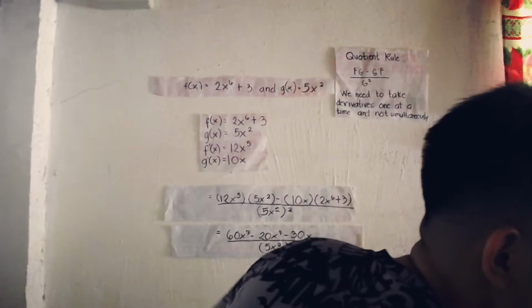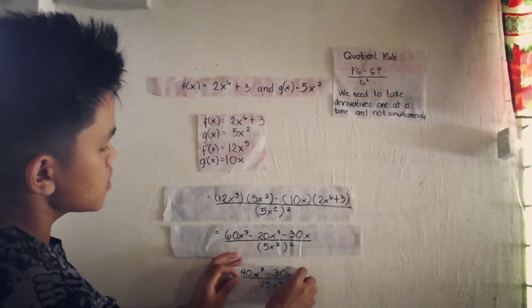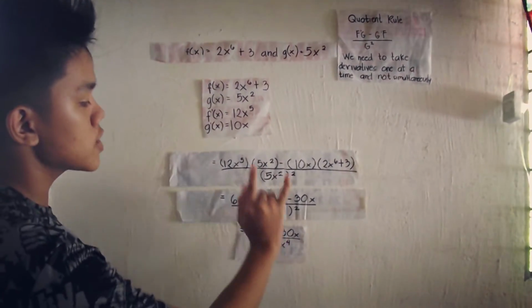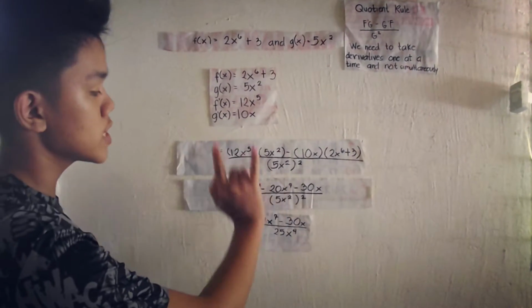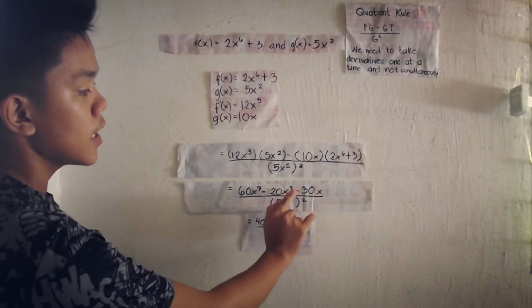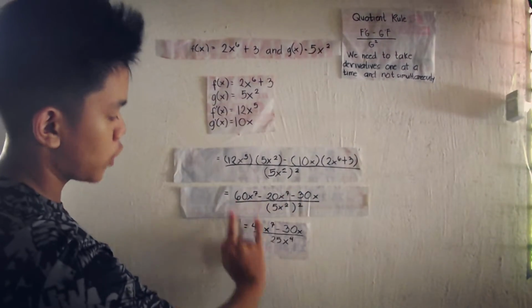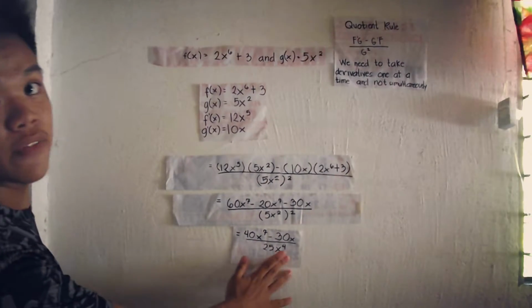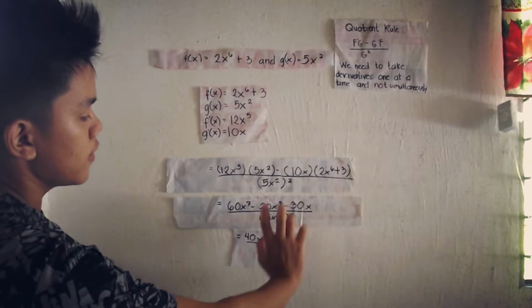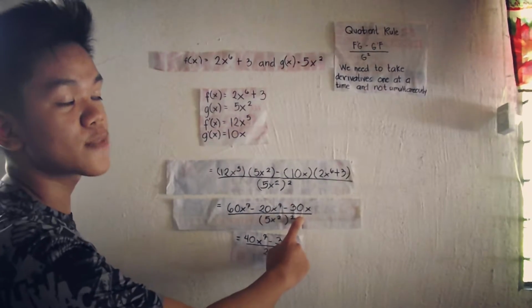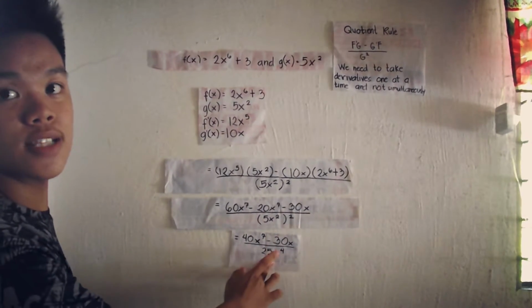Next is this. To get this, because they both have the same exponent, you can subtract them. So 60 minus 20 is 40, so 40x raised to the power of 7. Copy 30x. So 40x to the 7 minus 30 all over 25x raised to the power of 4. To get this, 5 squared is 25 and add the exponent. So that's how you got 25x raised to the power of 4.